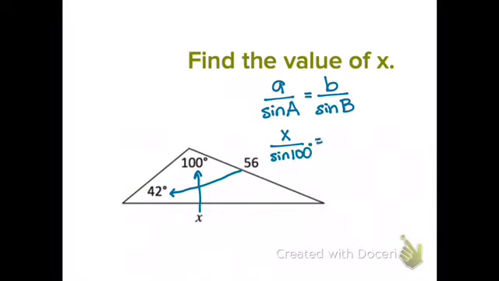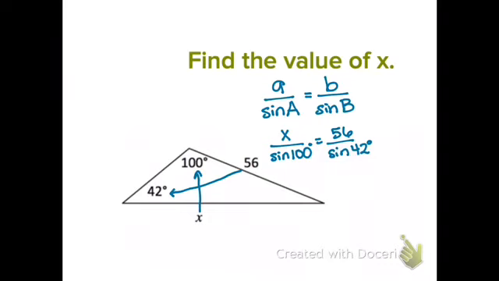And then we're going to do the same with the other, so we're going to take the side, which is 56, and the sine of the angle across from that, which would be 42, and there's our equation. Now we just need to solve it.